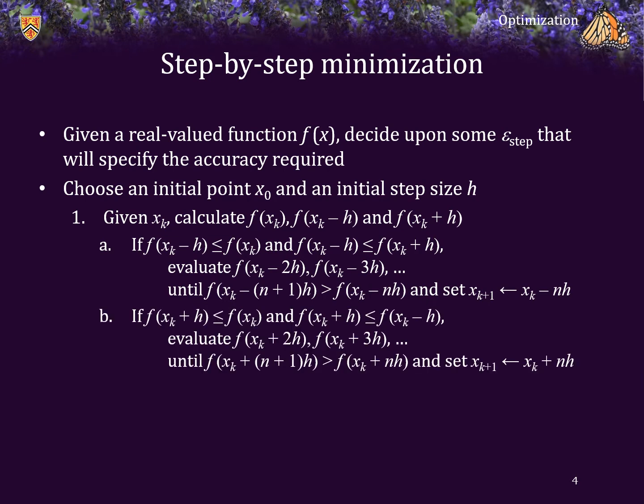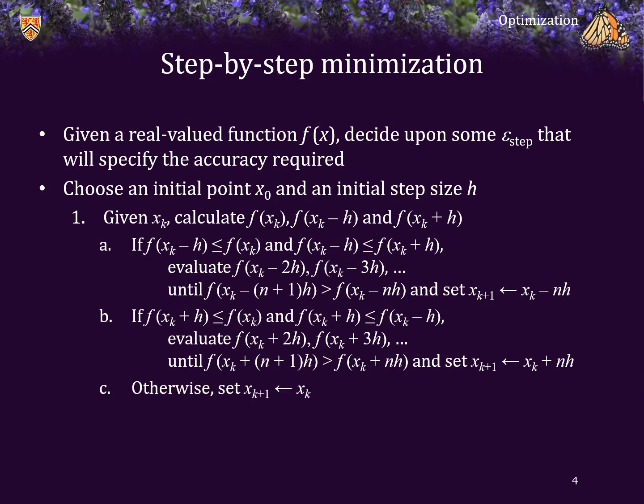Now, if f at x sub k plus h is the minimum of the three, then we start going in that direction: f at x sub k plus 2h, f at x sub k plus 3h, and so on and so forth, until we pass the value such that f at x sub k plus n plus 1 times h now starts to go back up again. In which case, we set x sub k plus 1 to be x sub k plus n times h.